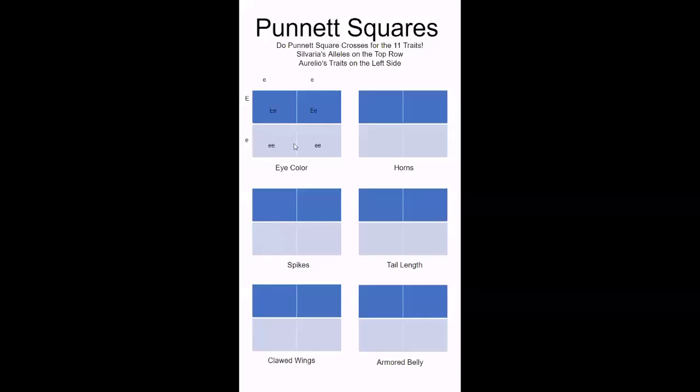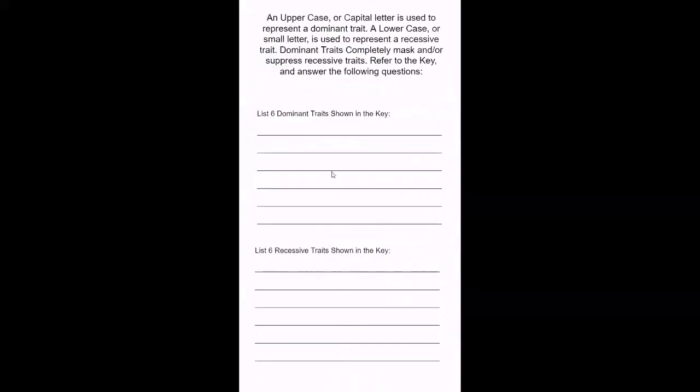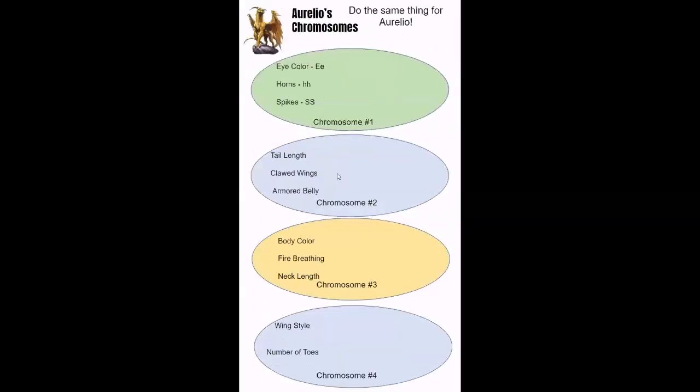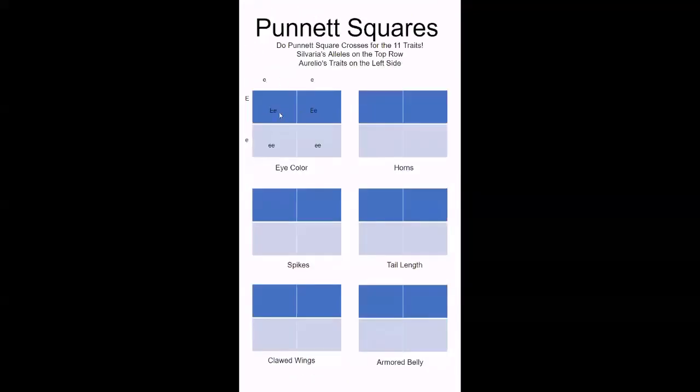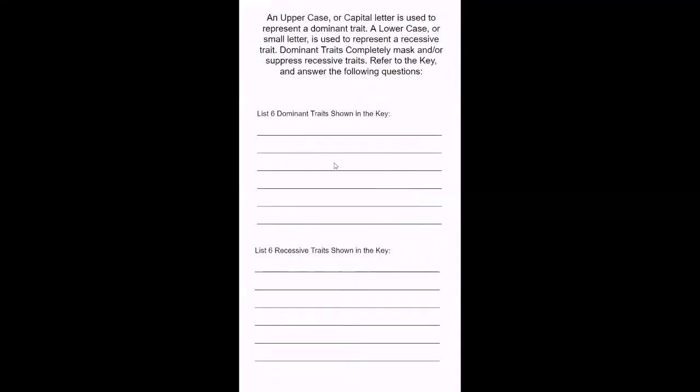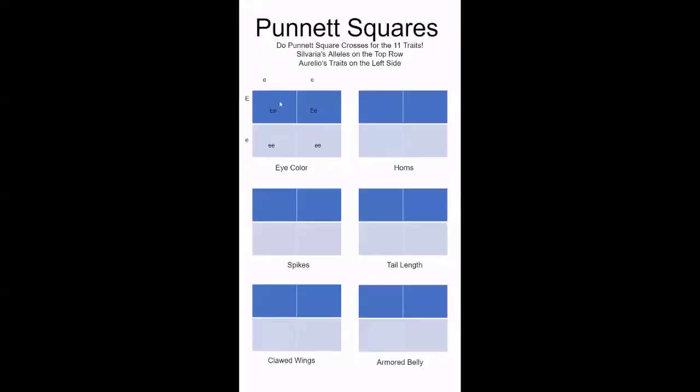So you have two boxes with little e, little e. What color eyes is little e, little e, according to the key? White, yep. And what color eyes is big E, little e? Red, yeah. So out of 4 boxes, 2 of them have white eyes, and 2 of them have red eyes. So what are the statistical chances, based on this square, that the babies will have white eyes? 50%. What are the chances they'll have red eyes? 50%.